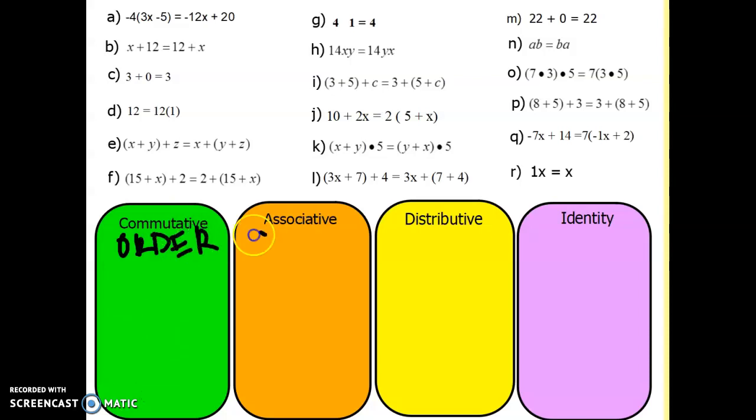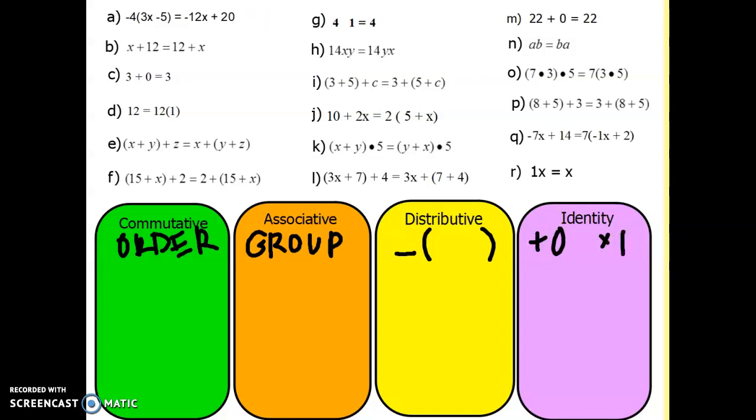Associative has to do with grouping, how we group things together. Distributive, we have a term with parentheses. And then identity keeps it the same. Again, identity, you're either adding 0 or you're multiplying by 1. So those are the short and sweet definitions.